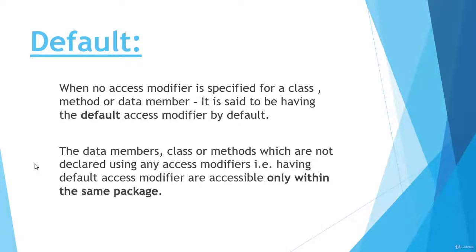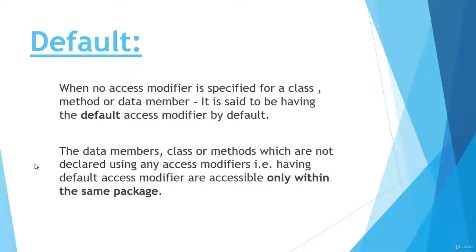So first of all, let's see what the default access modifier is. When no access modifier is specified for the class, method or data member, it is said to have the default access modifier by default. The data member, class or methods which are not declared using any access modifiers are accessible only within the same package.